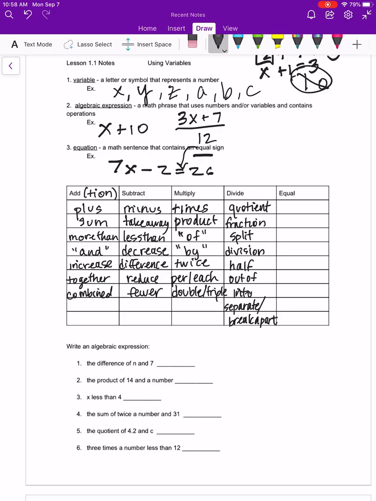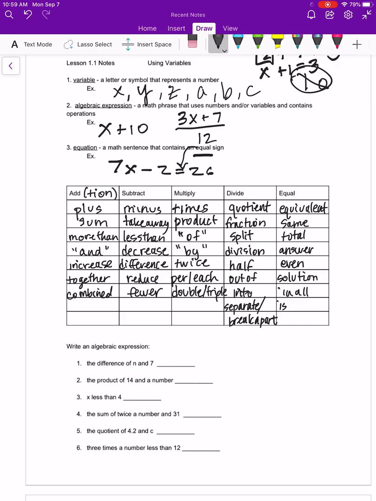And last but not least, we have the word equal. Equal has lots of different words that refer to it, and maybe it is equivalent or same or total. Maybe you just need the answer. That means equal. Even. How about solution? Or in all.